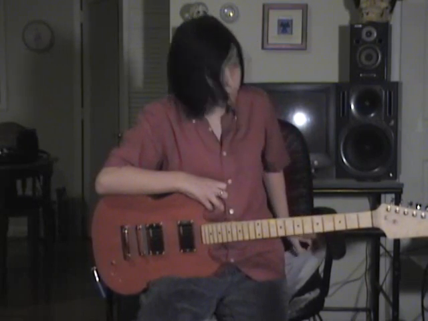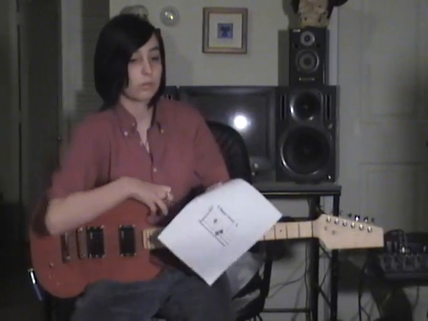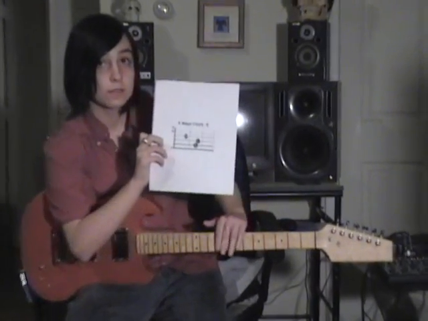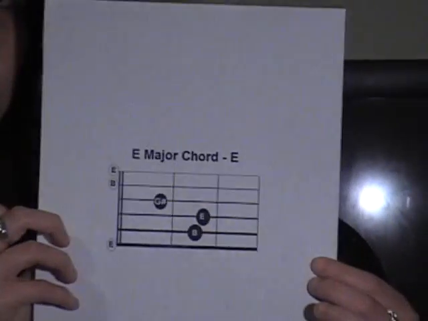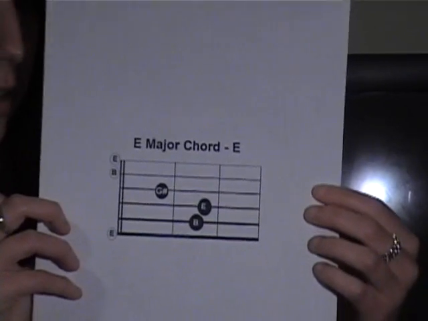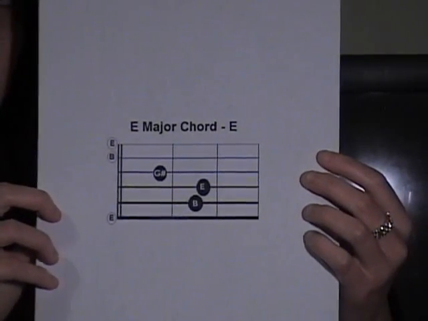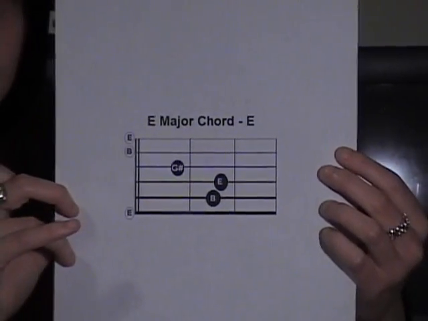Now, a chord is 3 or more notes of different pitch sounded at the same time. To determine the name of a chord, we must find the root note, and the root note is the lowest pitched note within a chord. Now, the first chord we are going to learn is an E major chord. As you can see, this chord contains the notes G sharp, E, and B.